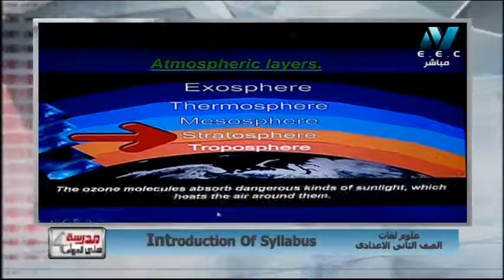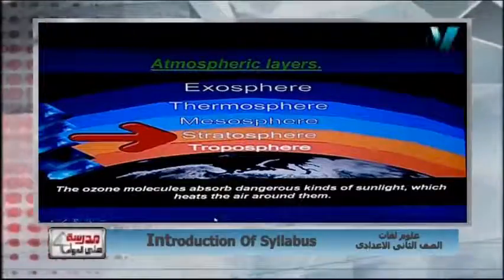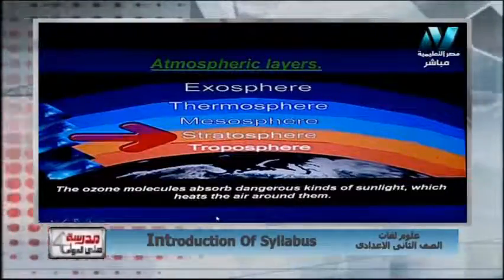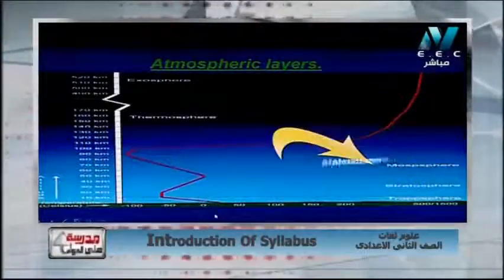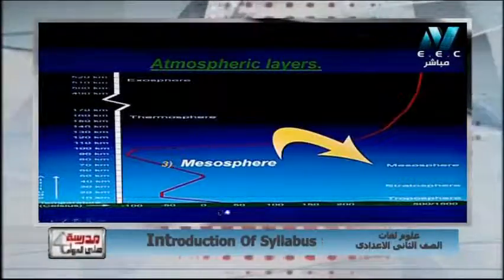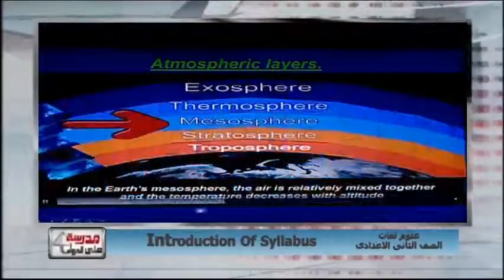Here we have the ozone molecules absorbing dangerous kinds of sunlight, such as ultraviolet rays. Then we have the mesosphere.